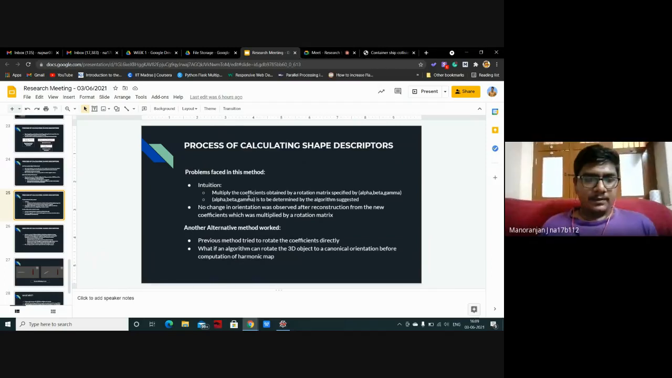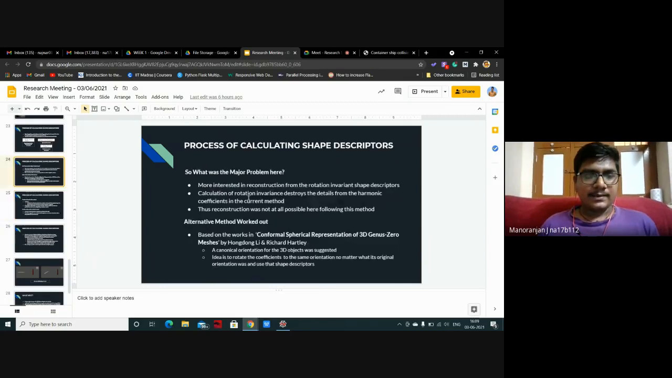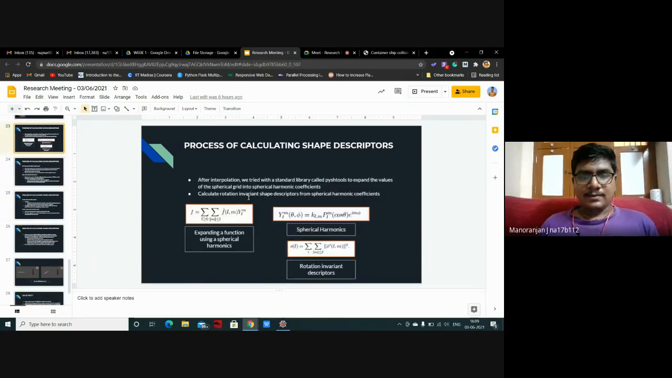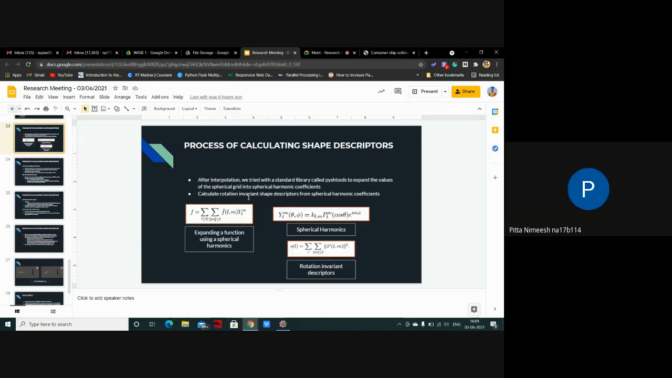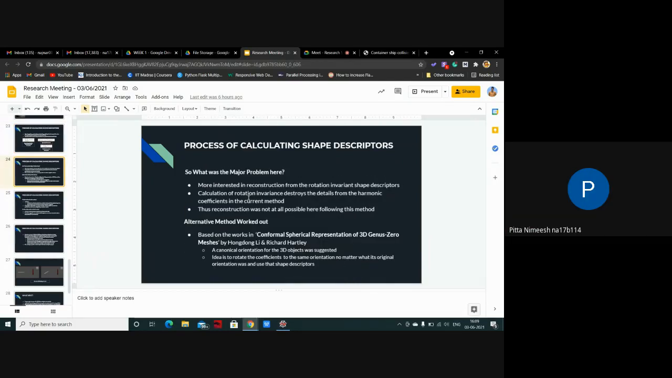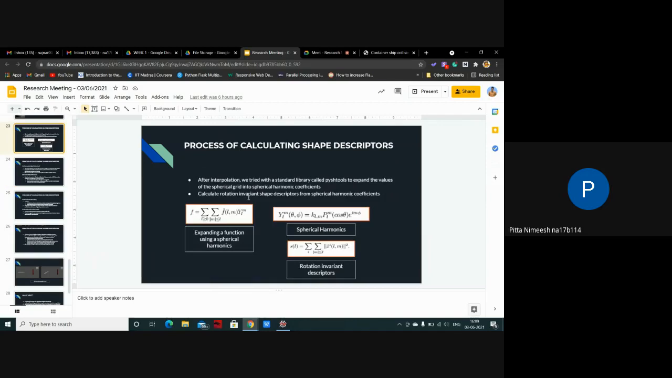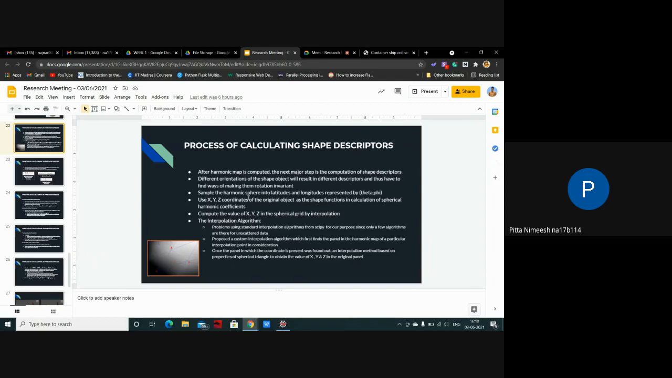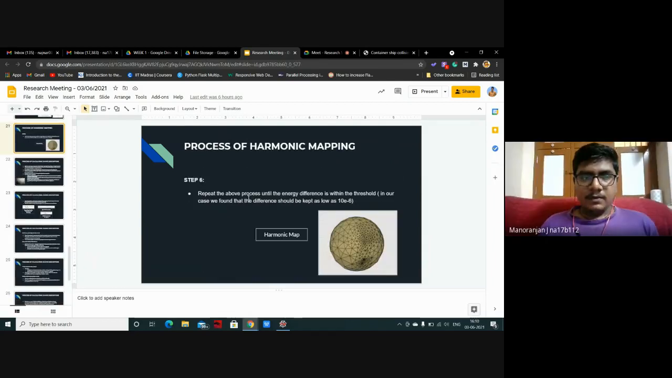So I hope there is no problem with the methods that we are using to compute the shape descriptors? Mano? Yeah, I have one doubt there. I don't understand why the orientation matters when you're getting the harmonic map. Okay, so orientation changes the harmonic map.